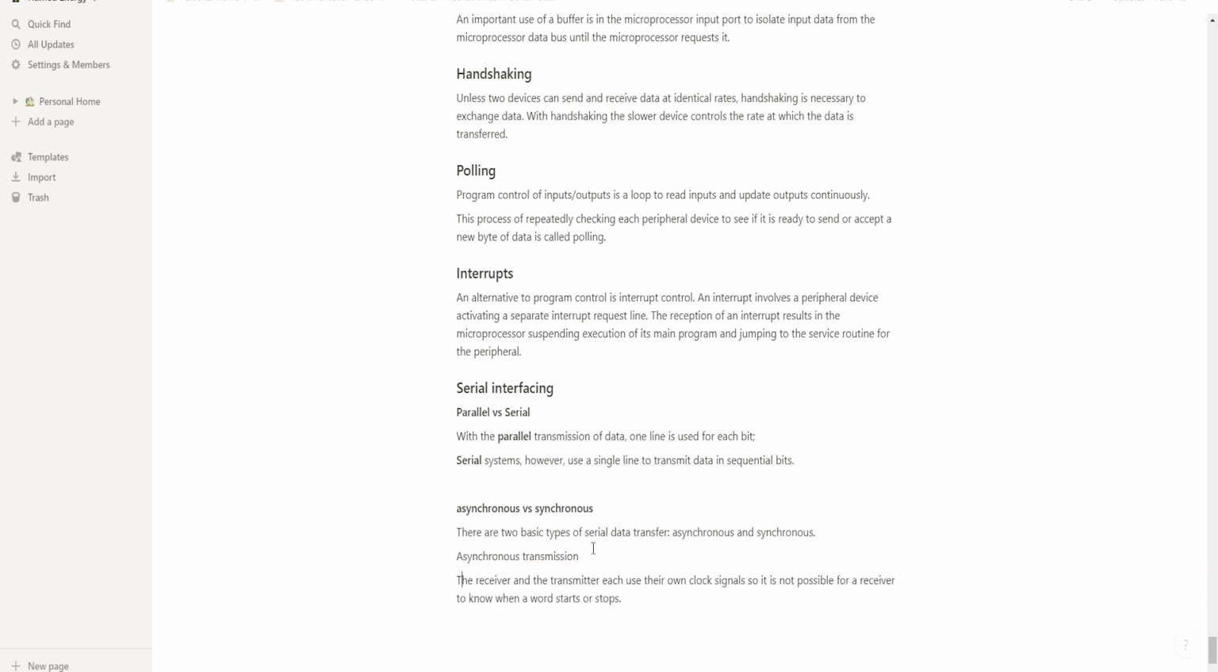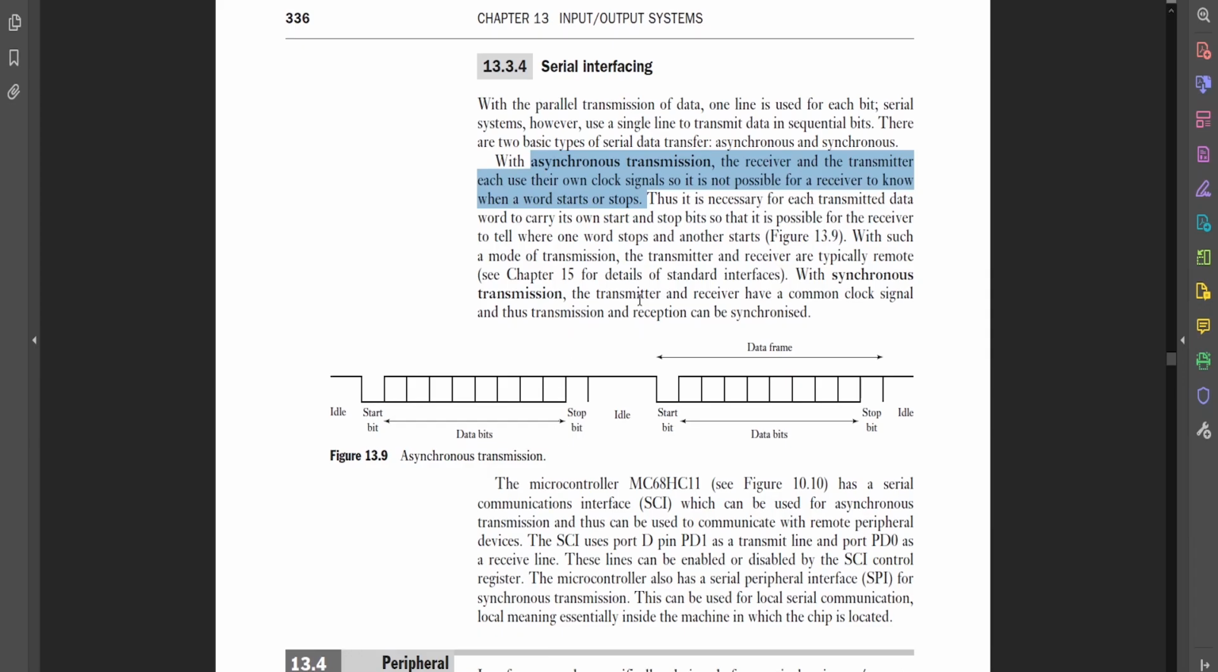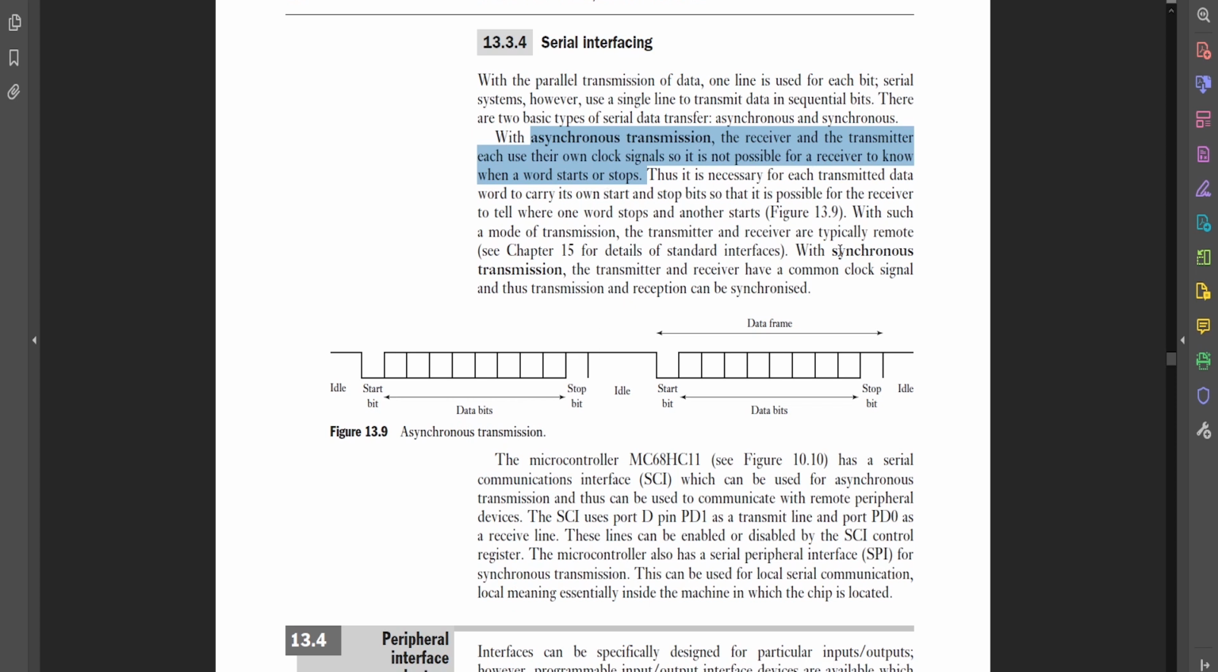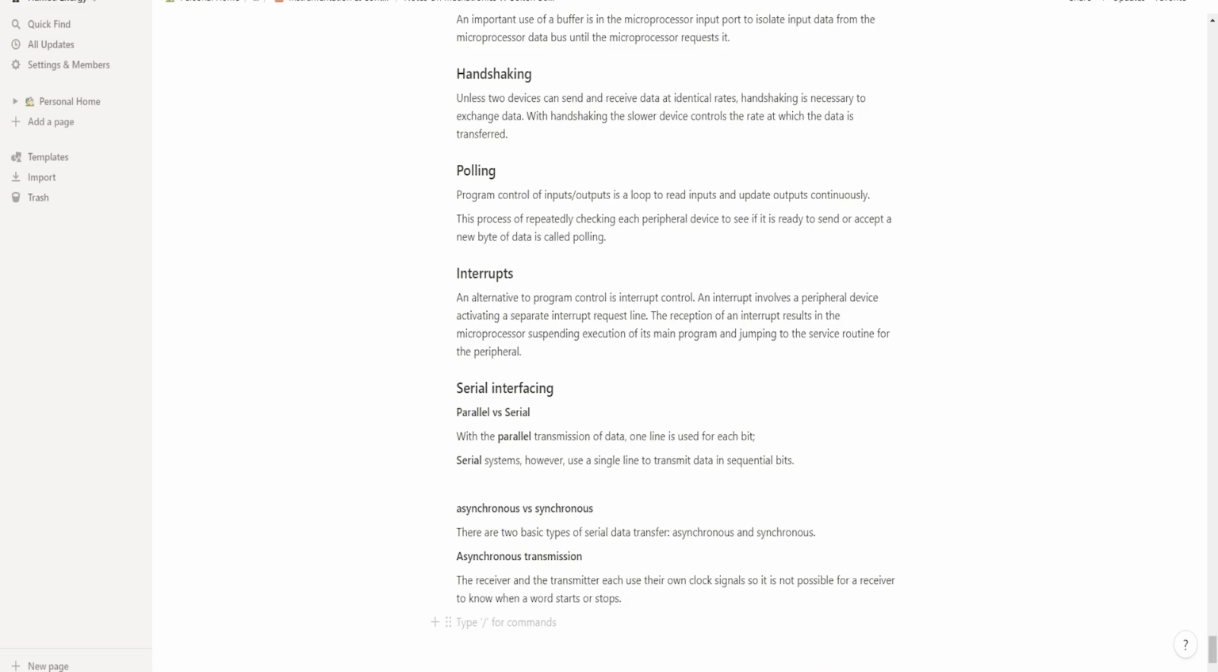Let's set a title here. Okay, and then where's synchronous? Okay, so with synchronous transmission, the transmitter and receiver have a common clock signal, and thus transmission and reception can be synchronized. Got it.